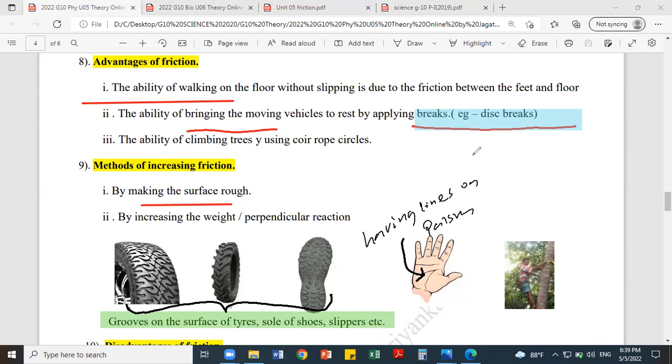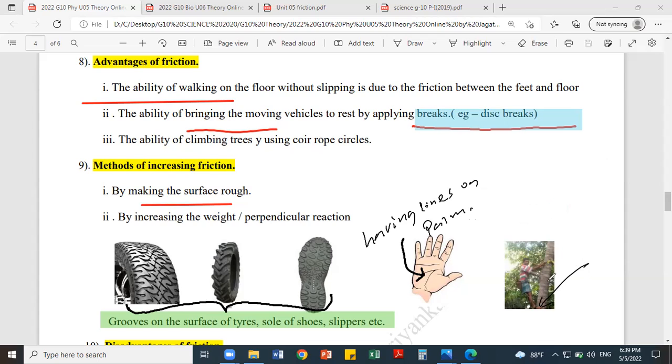So that is to increase the friction. And you see this one, what is this called? Climbing coconut trees using a coir rope circle. Right? This is called pol valal sometimes. In Sinhala we call it pol valal.